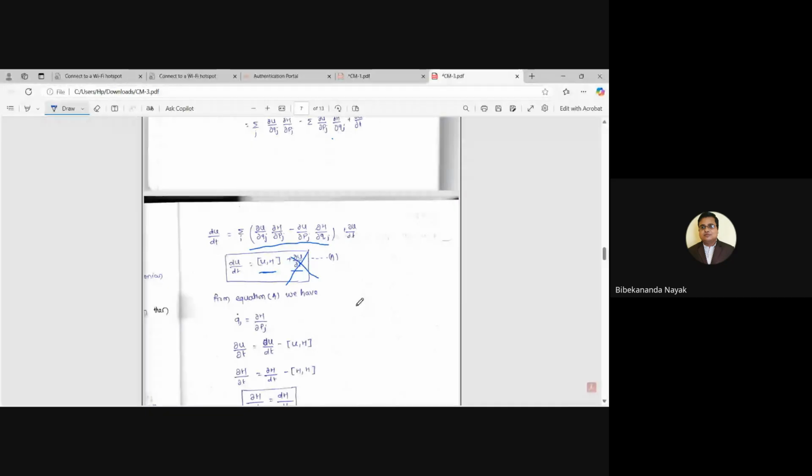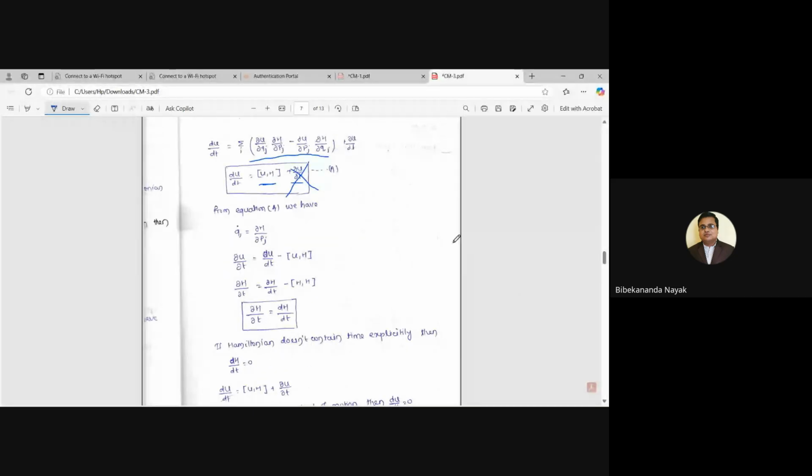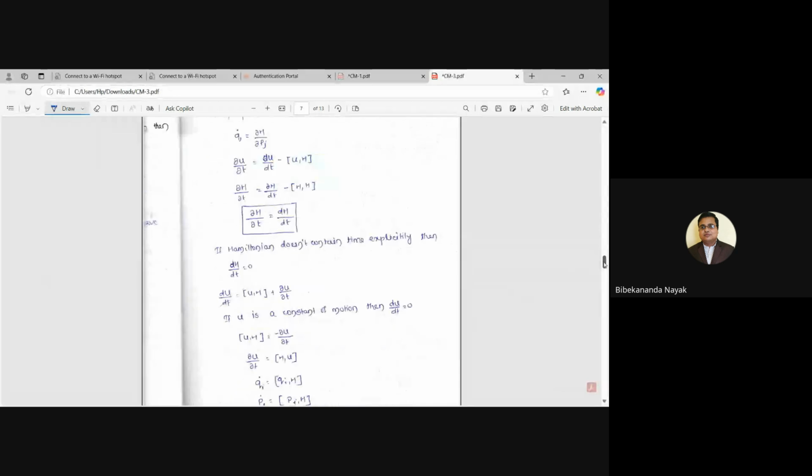If the Hamiltonian does not contain time explicitly, explicitly means directly, it does not contain time. It means its partial derivative is 0. Suppose S is a function of q, p only. q may depend on t, p may depend on t; that is implicit dependence. If S directly contains t, then we call it explicit dependence, and its partial derivative is non-zero. If it does not contain t directly, then the partial derivative is obviously 0.